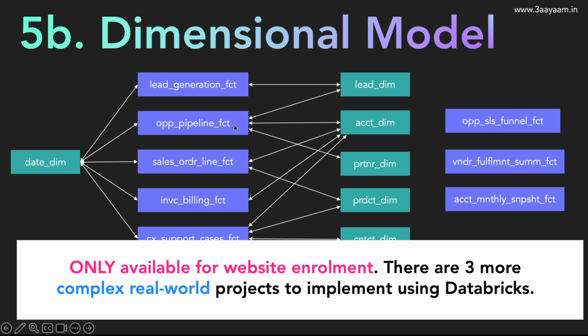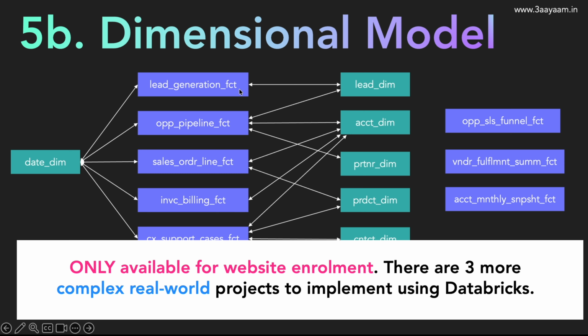Similarly, account dimension is related to opportunity pipeline, sales order line, invoice billing and customer support cases fact. These are the 4 tables which are related to account dimension. Partner dimension is related to only the opportunity pipeline fact table. Product dimension is related to 2 fact tables and contact dimension is related to only 1 fact table. And these are some additional fact tables which contain aggregated data. They should not contain aggregated data as much, but these tables would definitely contain.